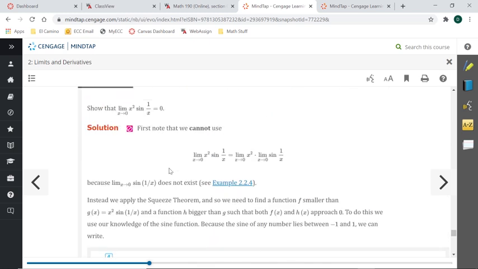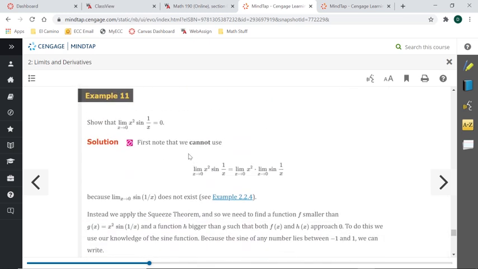Now, this is an interesting note here. I said first, let's note that even though it would look like this could give us 0 if we ran it this way, we actually can't do it this way.